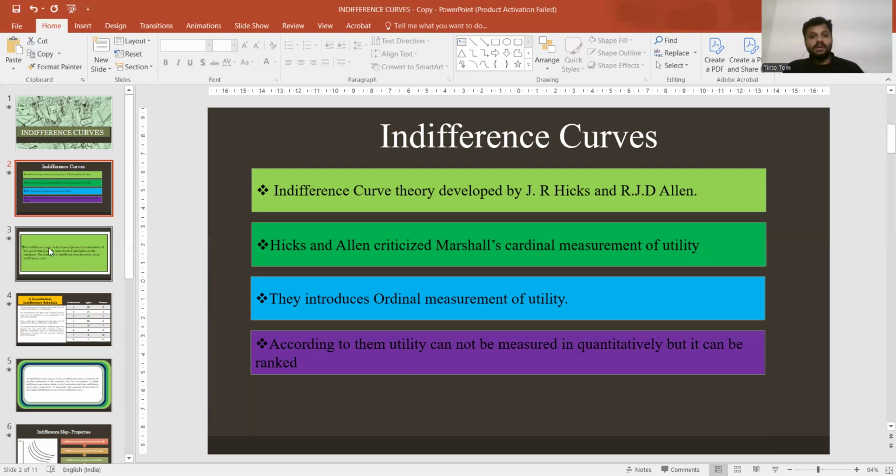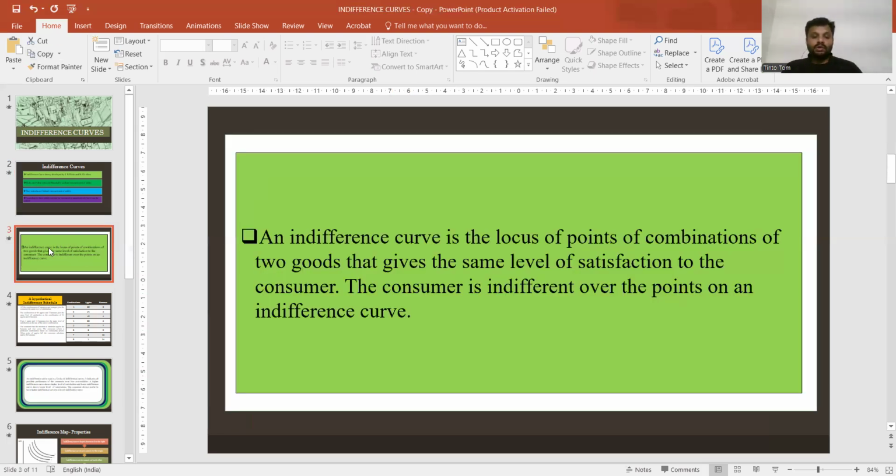So what does it mean by indifference curve? When we look upon the indifference curve, we can define it as the locus of points of combinations of two goods that give the same level of satisfaction to the consumer. The consumer is indifferent over the points on the indifference curve. So what we are trying to say is that the indifference curve may have different combinations of two goods, but still the consumer is getting the same level of satisfaction.